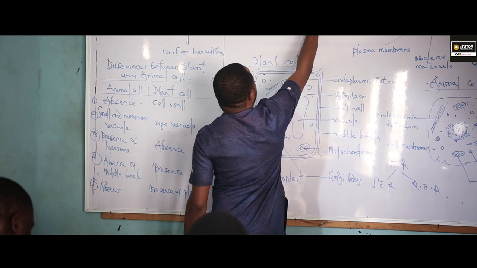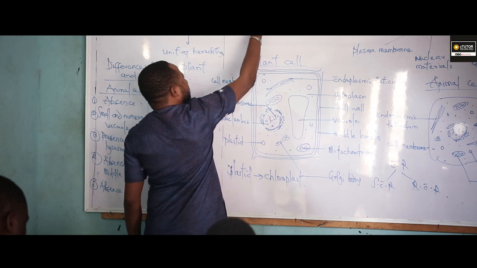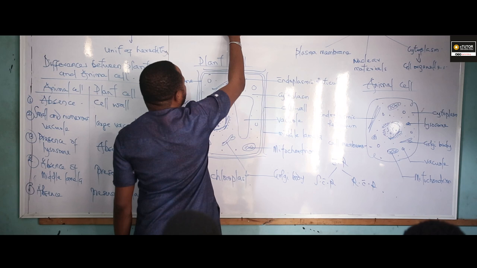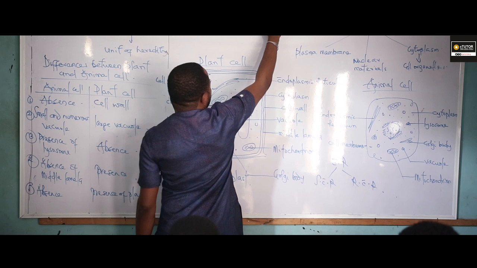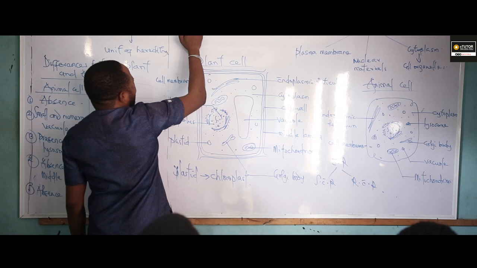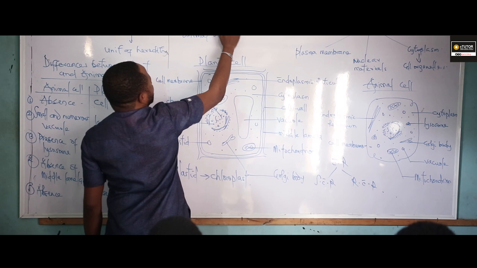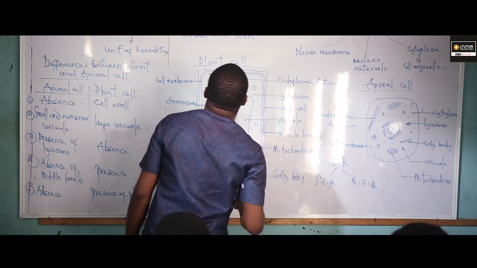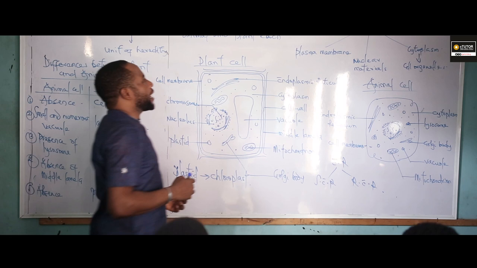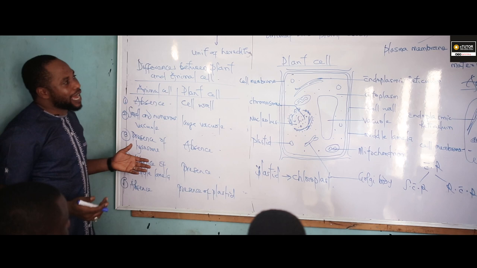So the assignment I'm giving you today is to list five types of cells in animals and plants. Five types of cells in animal and plant each.